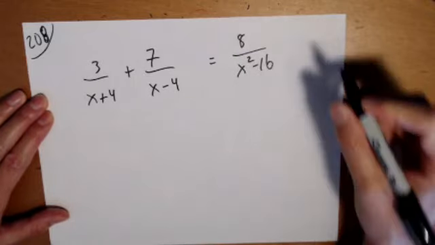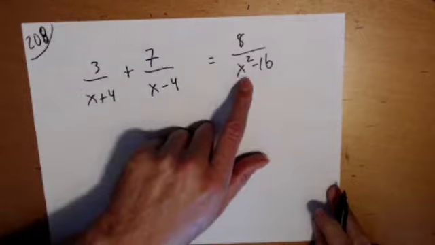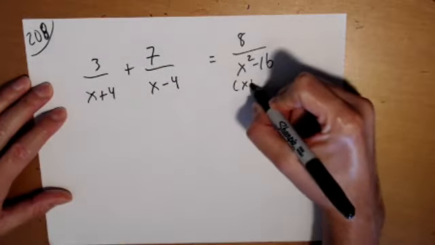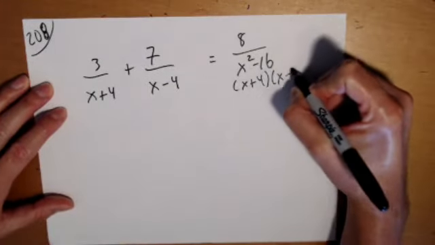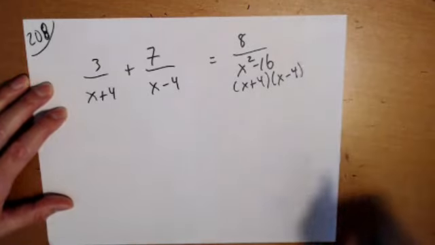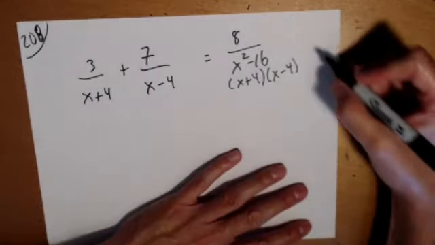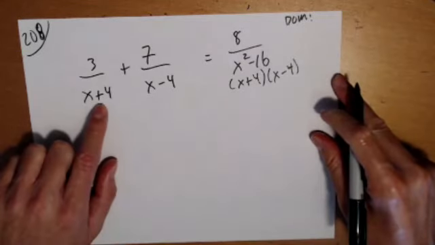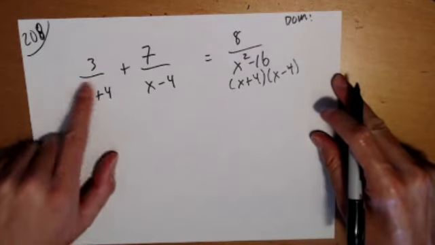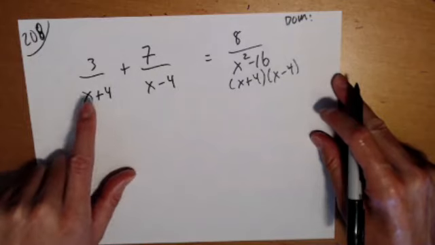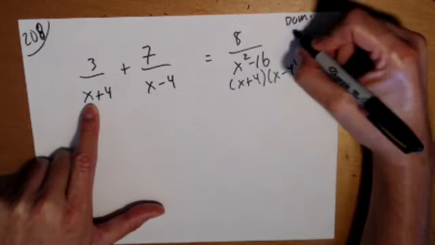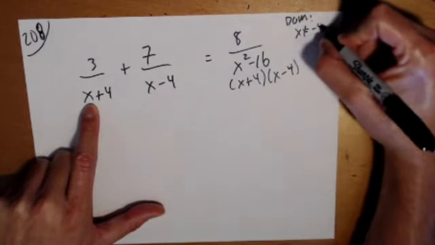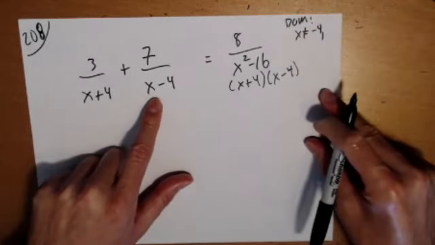minus 16. First thing we should do is factor that bottom, which is x plus 4 and x minus 4. Difference of squares factors into conjugates. And then off to the side, let's talk about domain. What would mess this up? You're not allowed to divide by 0. So what would mess this up and create a 0? If x was negative 4. Okay, so let's make sure x is not negative 4. And what would mess this up?